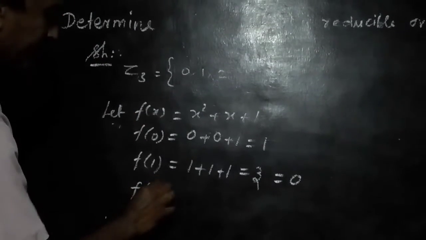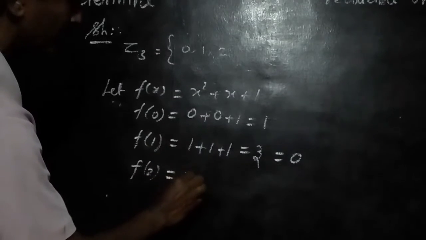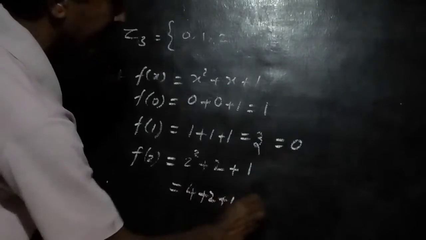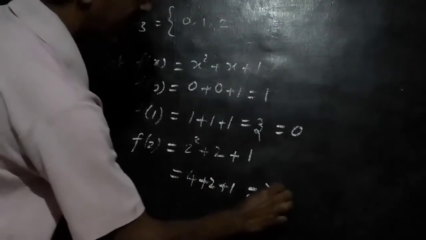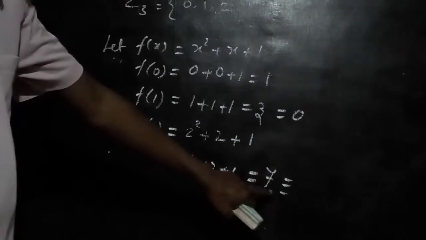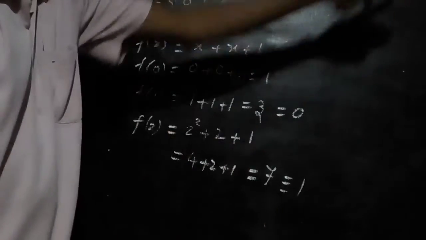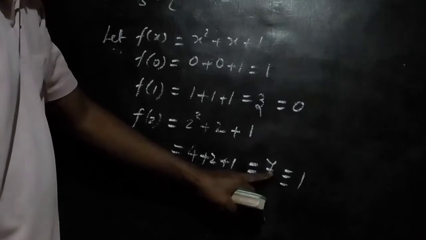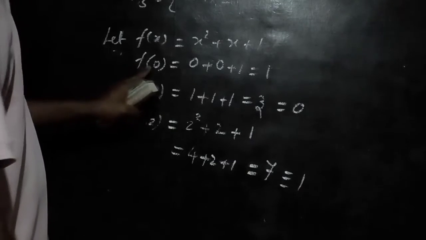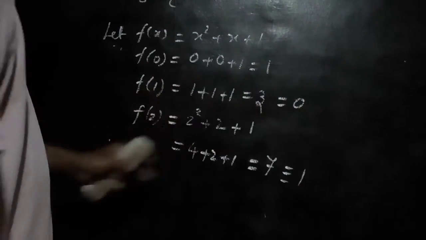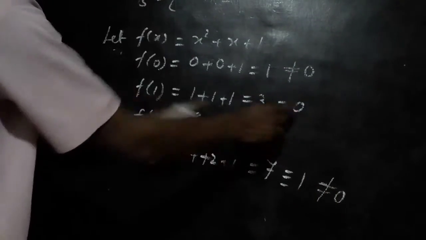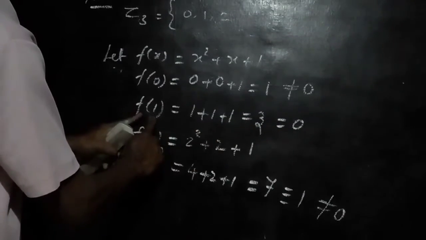And f of 2, what is f of 2? We take x is equal to 2, that is 2 squared plus 2 plus 1 is equal to 4 plus 2 plus 1, that is 4 plus 2 is 6, plus 1 is 7. So 7 is congruent to, so what is 7? 1. Okay, 7 ஐ 3 ஆல டிவைட் பண்ணும்போது அதோட ரிமைண்டர் என்ன வரும், ரிமைண்டர் ஆனது 1 வரும். So this is congruent to 1. So f of 0 equal to 1, f of 1 equal to 0. So here this is not equal to 0, this is not equal to 0, this is 0. So f of 1 is equal to 0. So x is equal to 1 is the root.